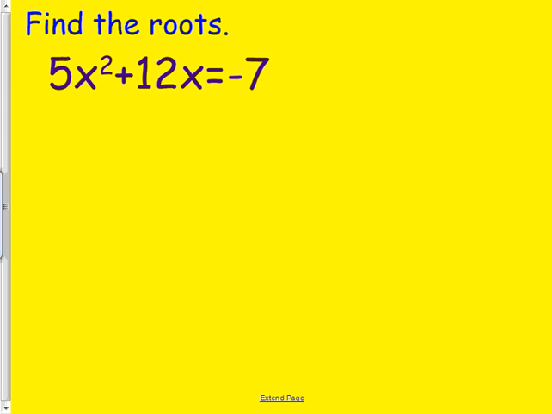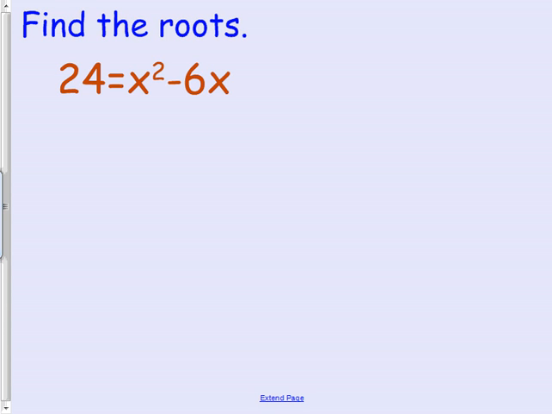All right. I think that's enough practice. From here, just how would you start? Add 7 to both sides. That way it's equal to 0. Okay, how about this guy? Subtract 24, and that way it's equal to 0. And from there, you either factor it or you use the quadratic formula. All right, that's enough of that.